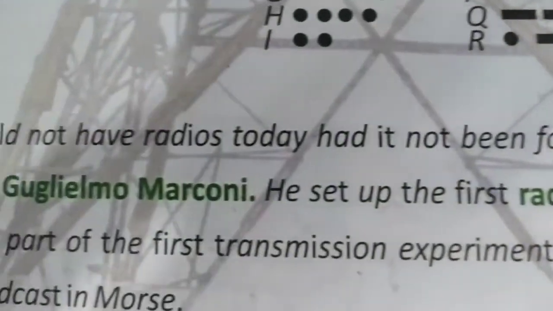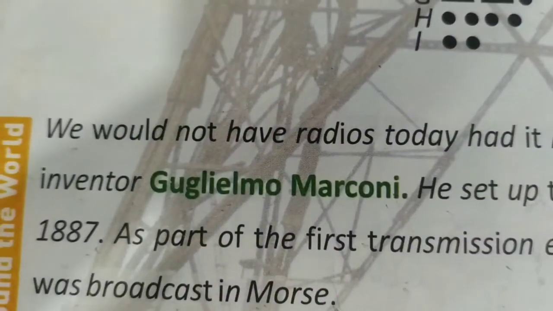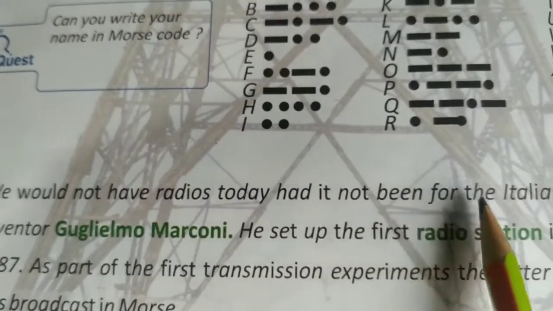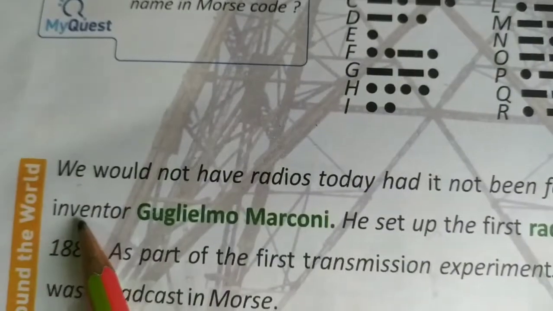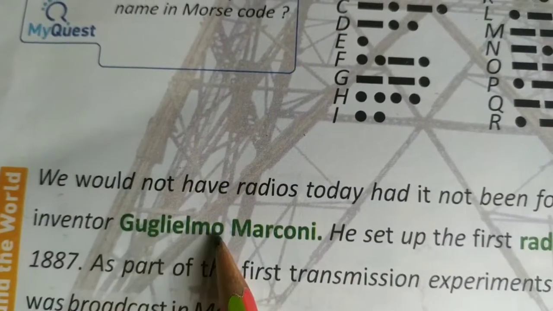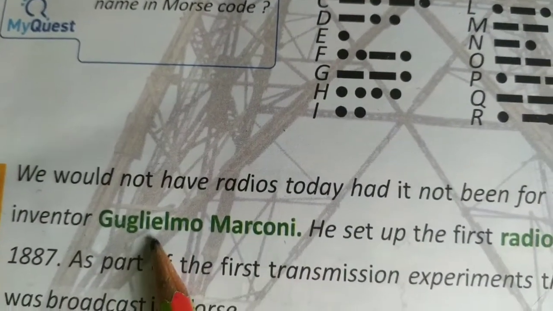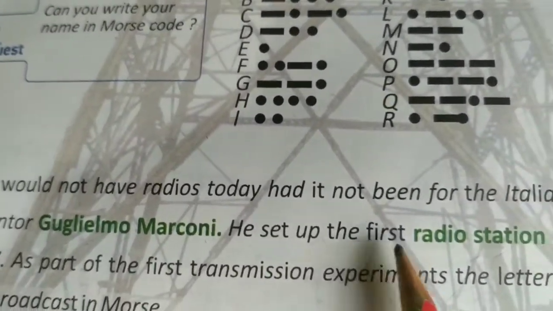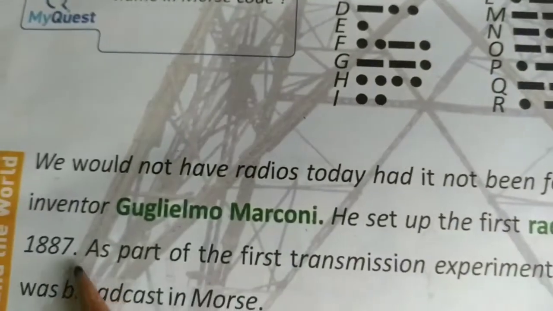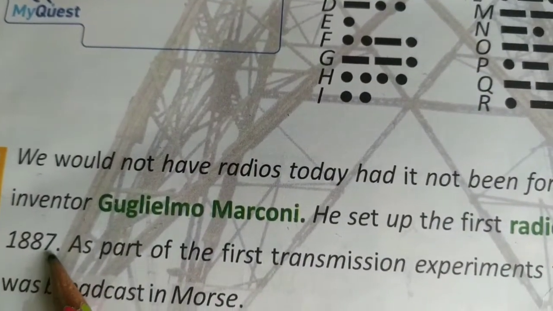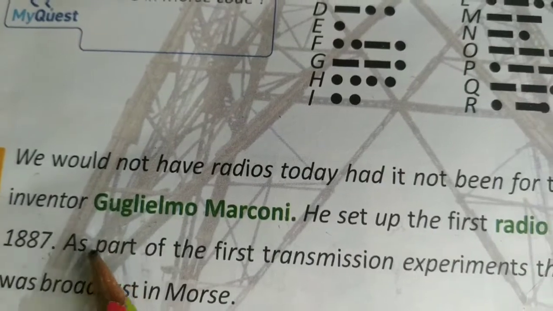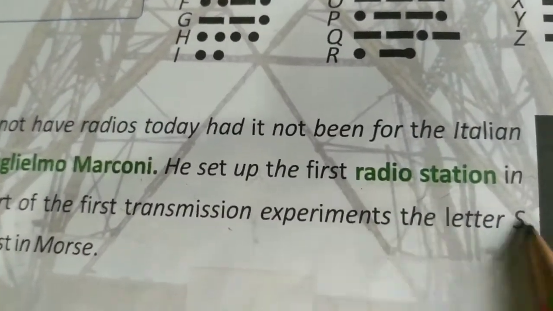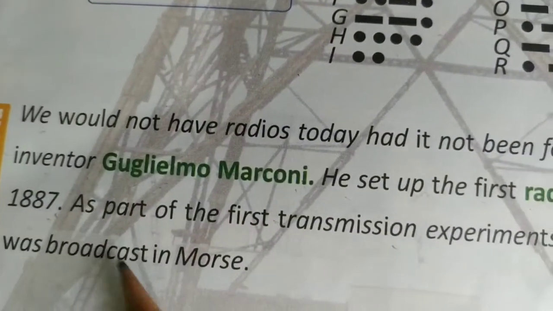Next is Guglielmo Marconi, an Italian inventor and electrical engineer. So let us read about him. We would not have radios today had it not been for the Italian inventor Guglielmo Marconi. He set up the first radio station in 1887. As part of the first transmission experiments, the letter S was broadcast in Morse.